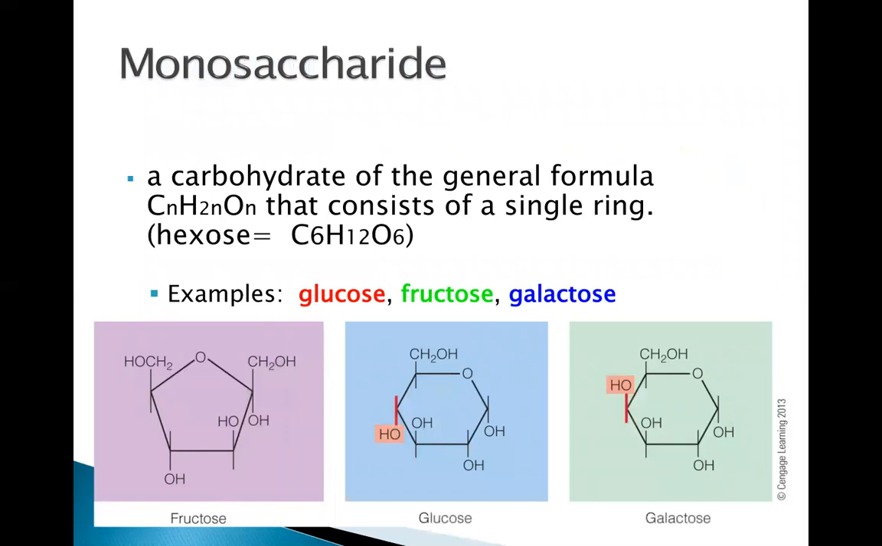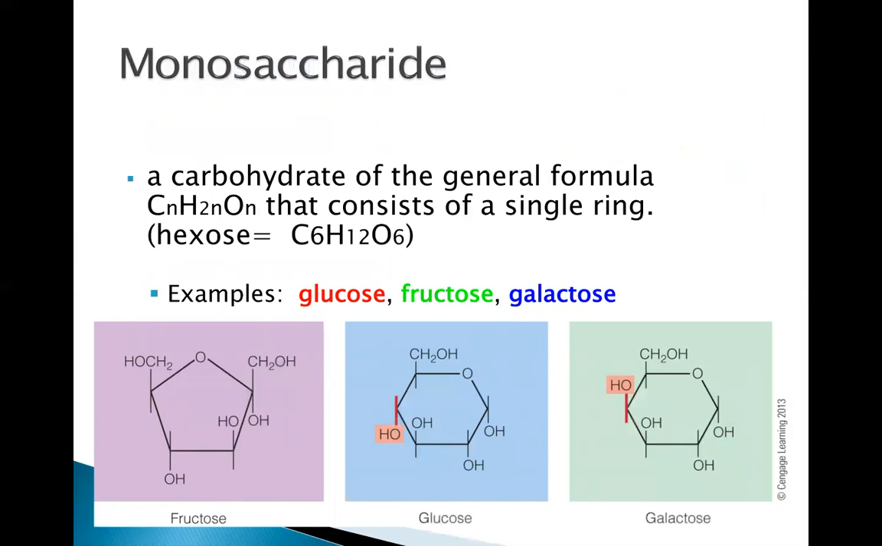Monosaccharides. So monosaccharides literally mean one sugar. And these are single sugars that occur in foods that we eat. They are glucose, fructose, and galactose. Fructose is on the far left, glucose is in the middle, and galactose is on the right.